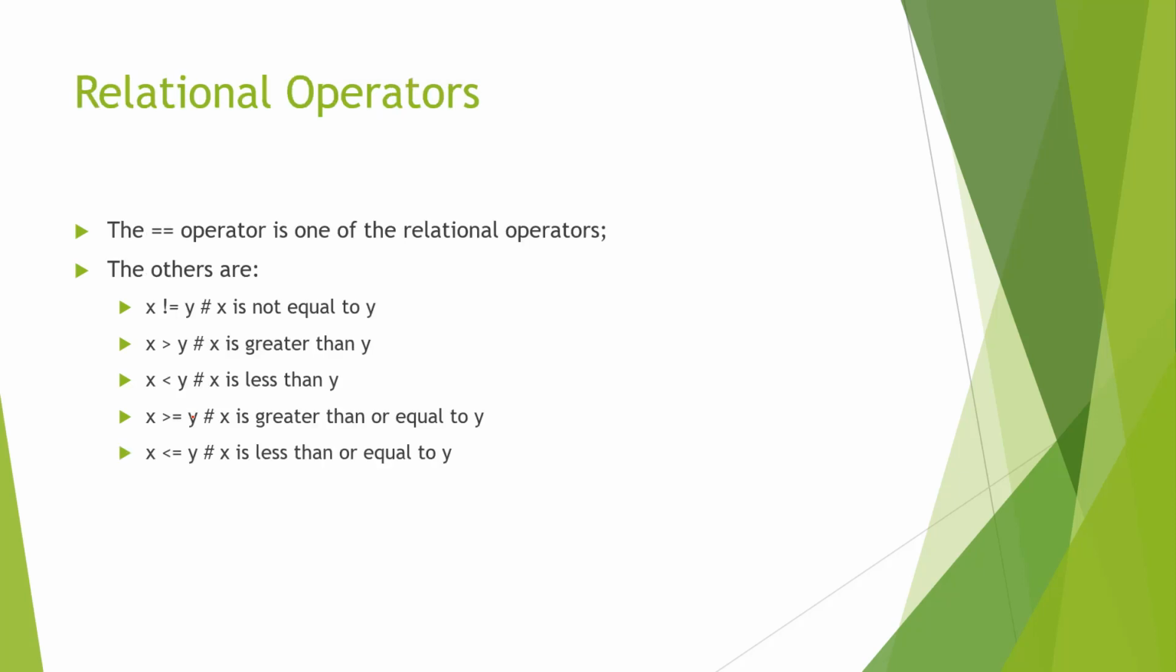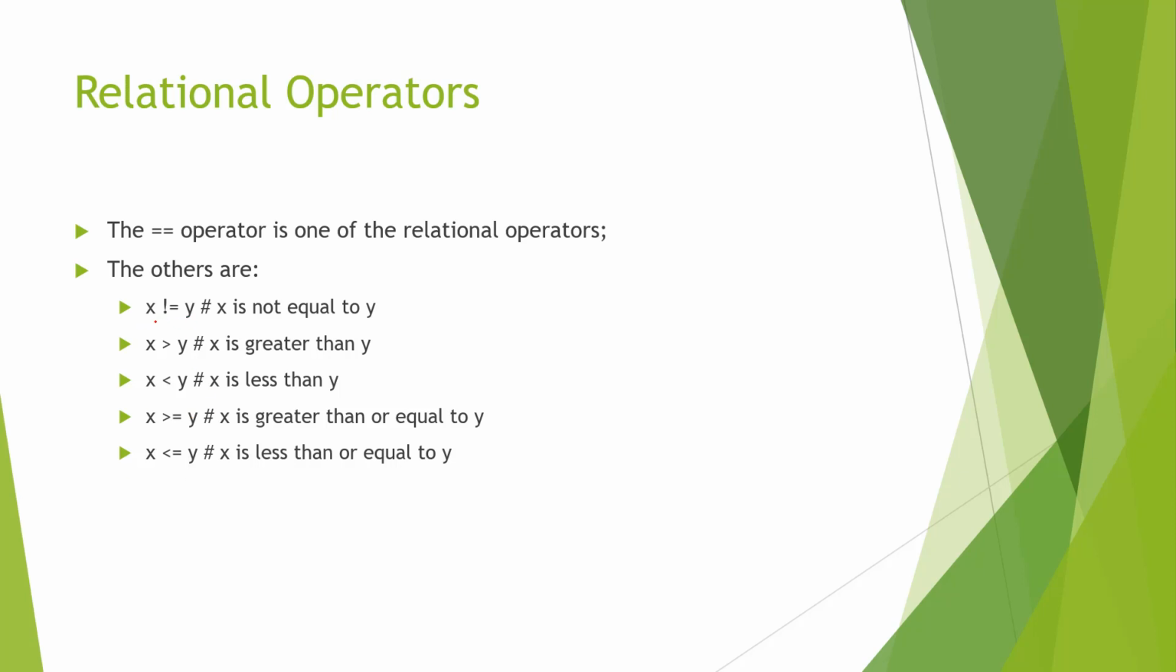So let's move on to our relational operators. Those are pretty straightforward. The first one is our double equal sign, which means equals. The common error is using a single equal sign instead of a double equal sign. Remember that the single equal sign is an assignment operator, and the double equal sign is a relational operator. So we're going to be playing with those a little more.